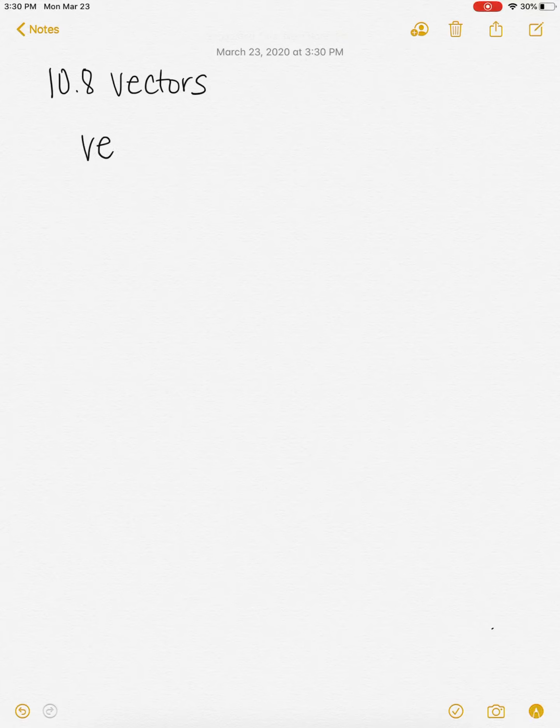A vector is different from a line segment in the fact that a vector shows magnitude and direction.